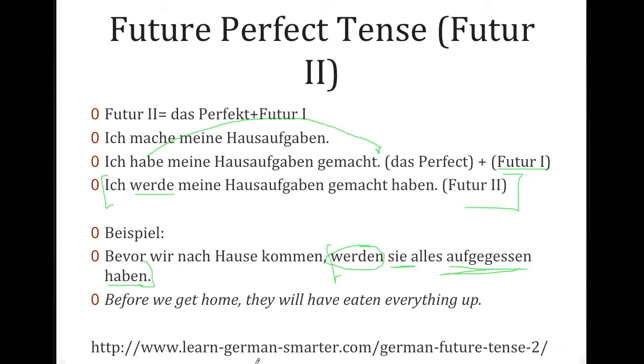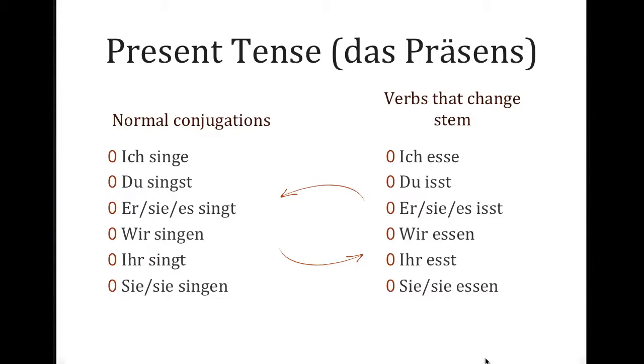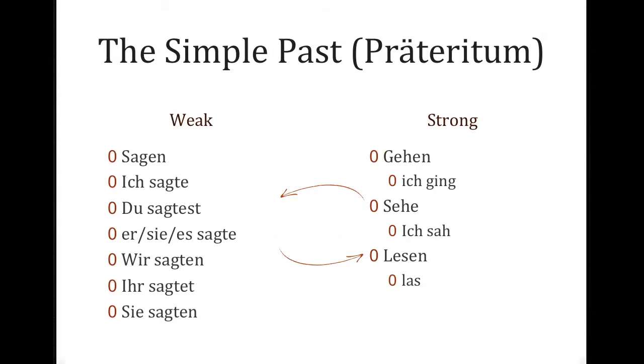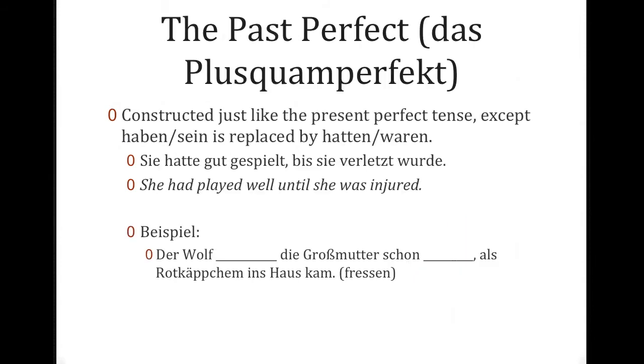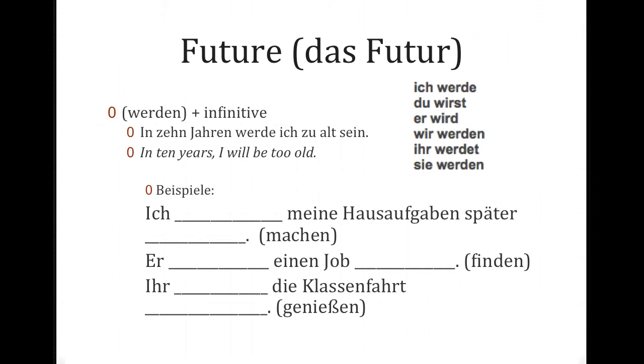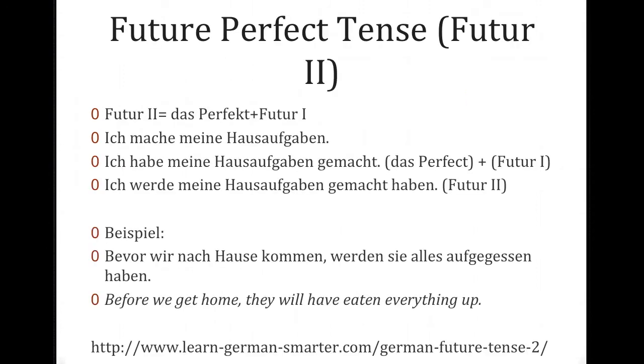And then again, here's another website for more on Futur 2. So basically just an overview of everything, of the tenses. You have present tense, then you have the simple past, which is your narratives, such as children's books. Then you have das Perfekt, or present perfect, which is the conversational past tense. And then you have das Plusquamperfekt, which is she had done this, or he had done this, so she had played well, he had grown up well, something like that. The wolf had eaten the grandmother. And then your future tense, so werden plus the infinitive, and then your Futur 2, which is they will have.